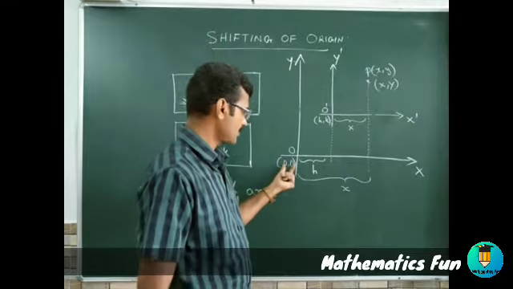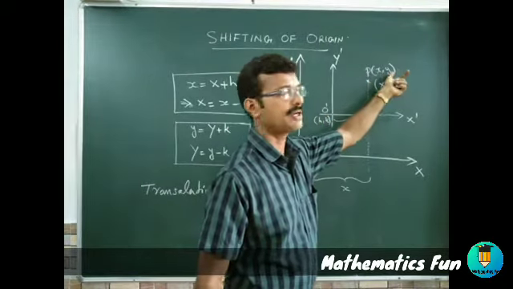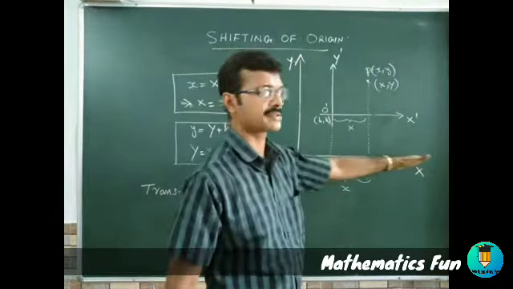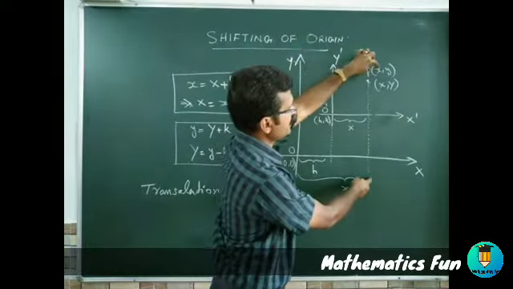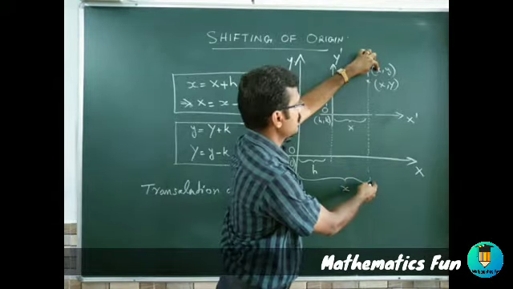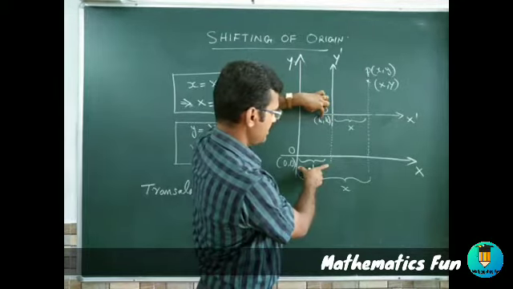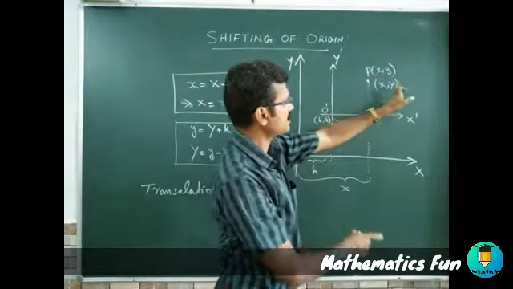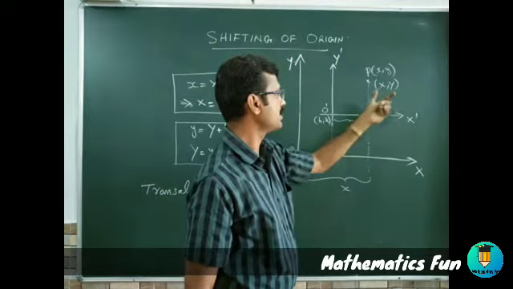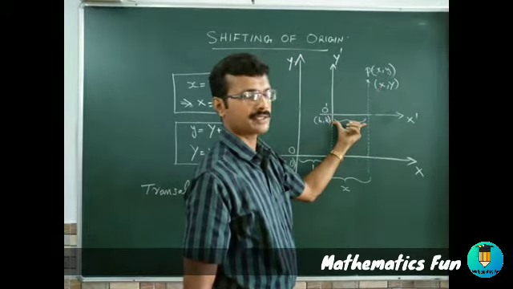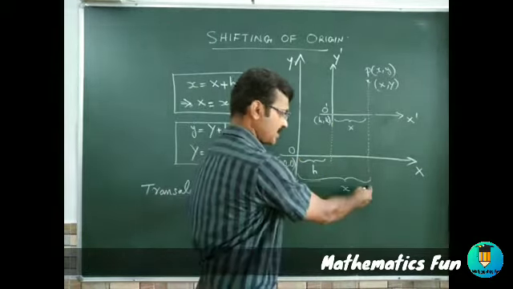So origin is shifted to the point h comma k, and the original point P(x, y) is the point with respect to the original axis. That is why I marked x comma y. This distance is x, since it is the x coordinate. And this is h comma k in the original system. Naturally this distance will be h. And this capital X, capital Y is the coordinates of (x, y) with respect to the new system. So naturally this length will be capital X. So this is capital X, this is h, and this whole thing is small x.